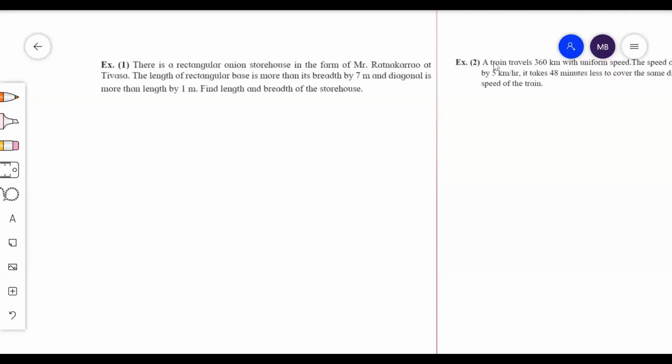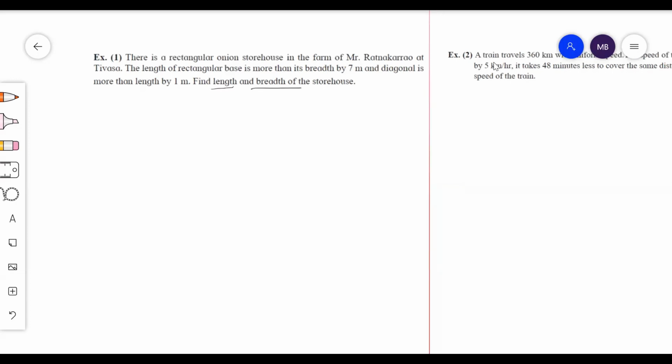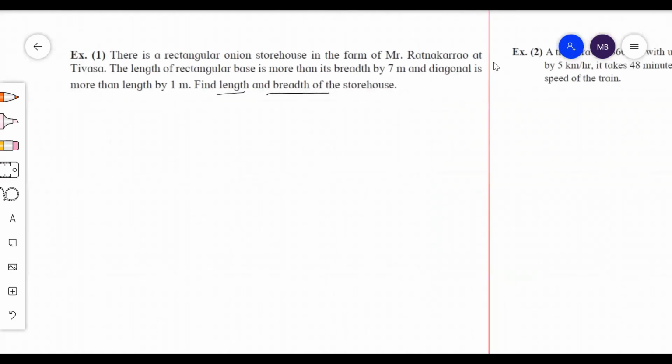Okay, so the first example says there is a rectangular onion storehouse in the farm of Mr. Ratnakar Rao at Tivasa. The length of the rectangular base is more than its breadth by 7 meters and the diagonal is more than the length by 1 meter. What do we need to find? We need to find the length and breadth of the storehouse.